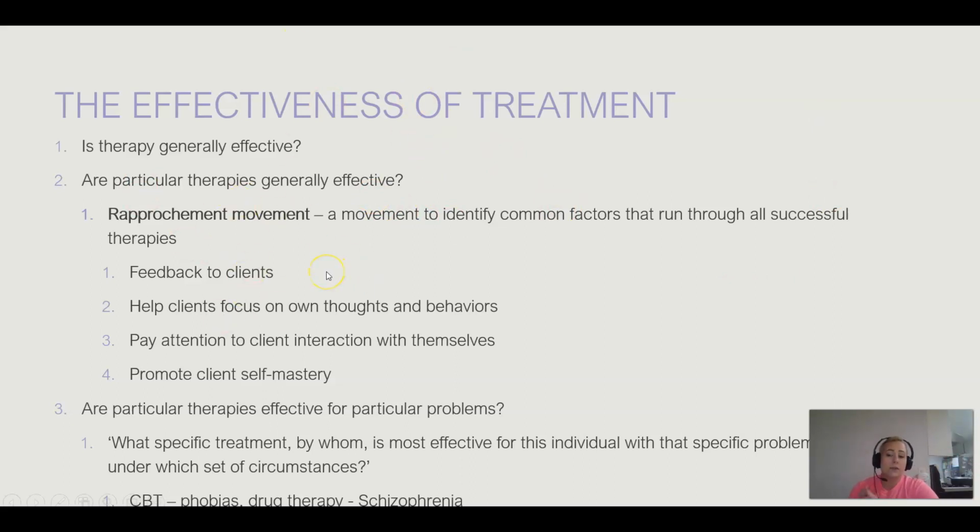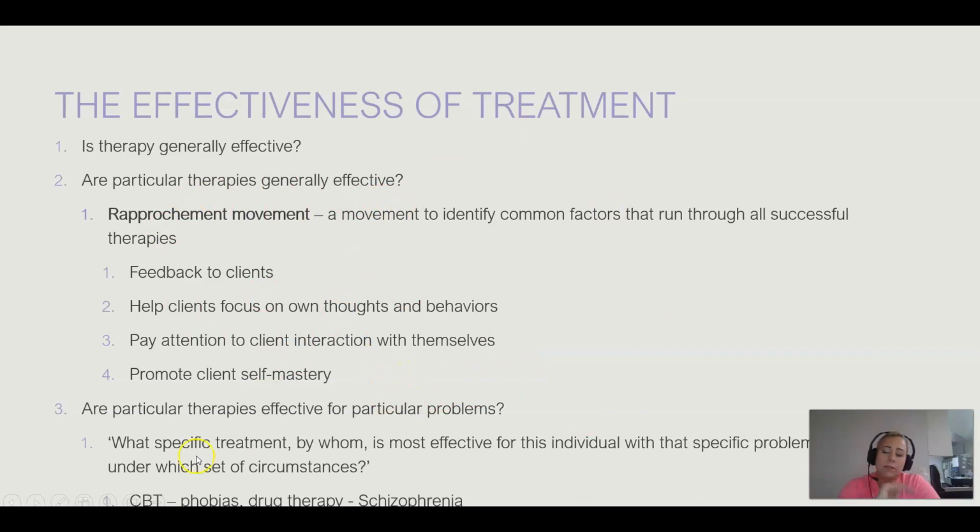And we find that's giving good feedback to clients, helping clients focus on their own thoughts and behaviors, paying attention to client interactions with themselves, and promoting client self-mastery. It almost sounds like a humanistic approach, right, on the general scale, because it's very much focused on the individual and the power they had in the scenario.